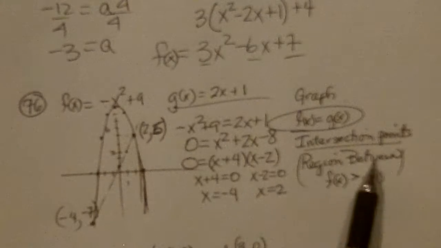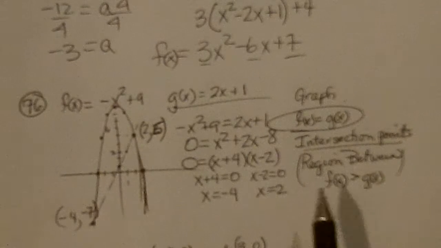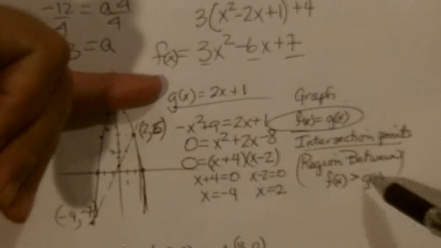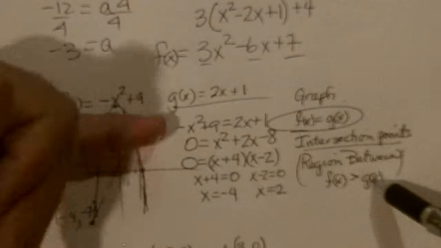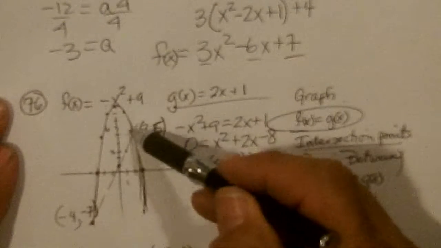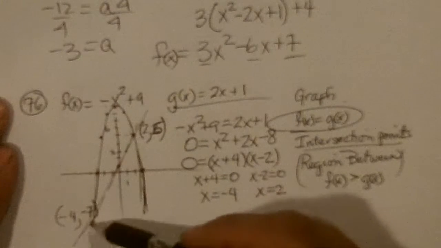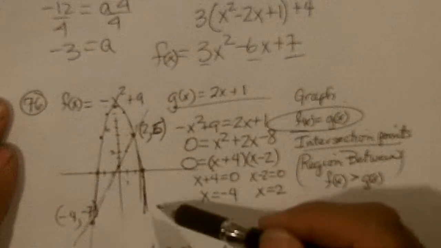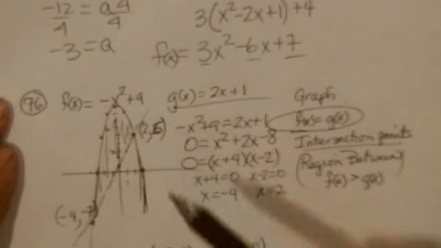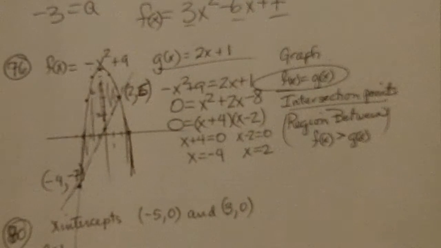Then it says shade the region between where f of x is greater than g of x. The height of the f function, the parabola, is greater than the height of the g function. That's from here to here, f is above g. Over here, f is below g, and over here f is below g, so it's just this part they wanted us to shade.